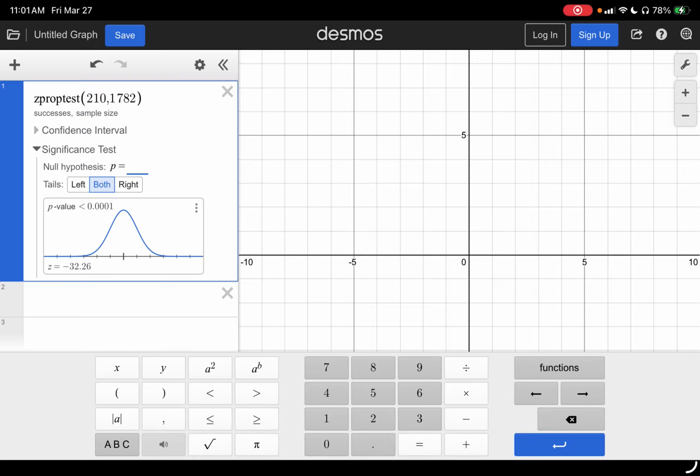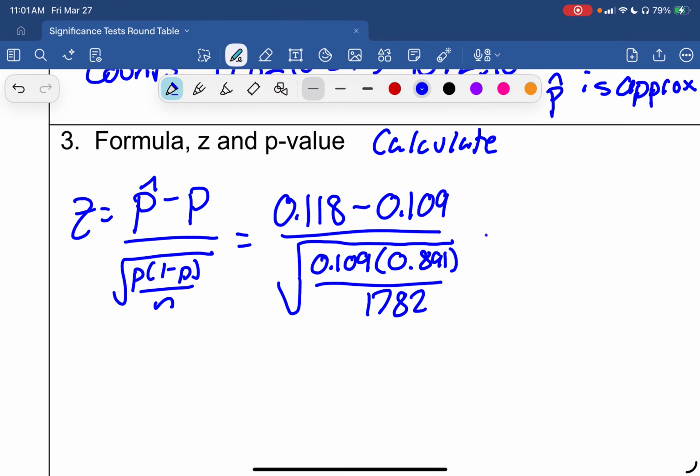Now, here's what you have to do. You have to type in your null hypothesis. You also have to know, am I looking for the left tail, the right tail, or both? This is based on whether your alternative is greater than, less than, or not equal to. We are greater than, so we're looking for the right tail. What you will see here is we're given two things: our Z is 1.198 and our p-value is 0.115.